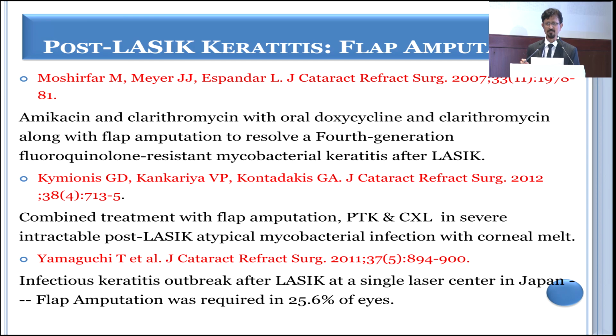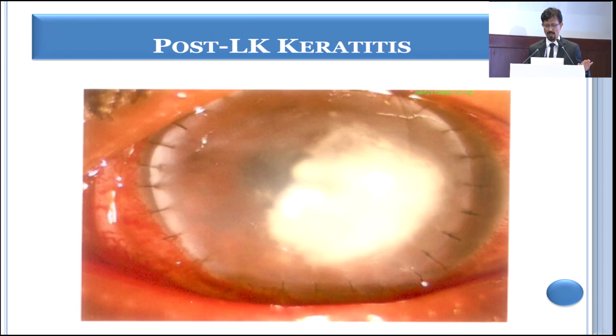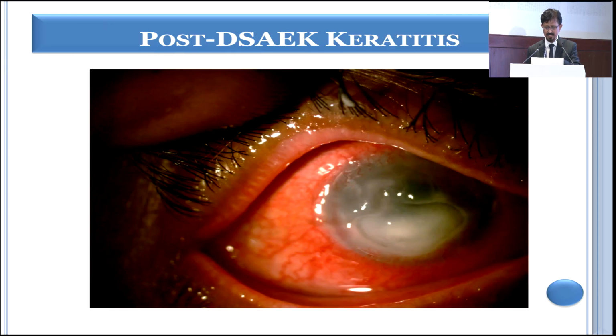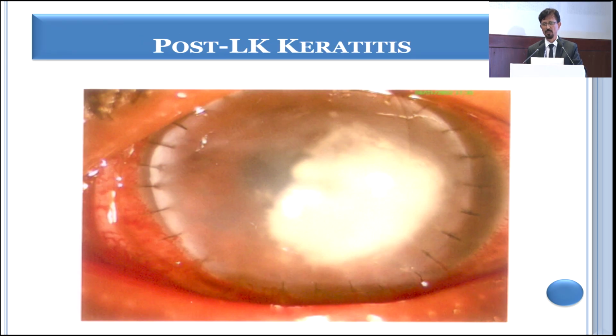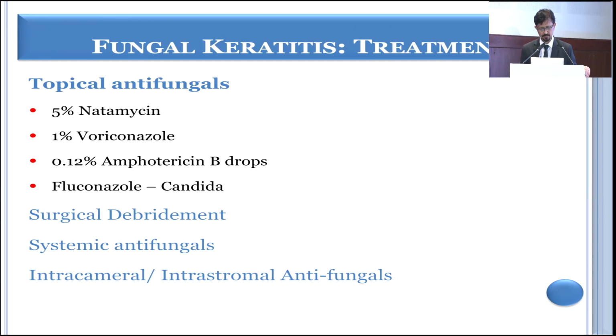One important point, if there is a post-LASIK keratitis, you should do the flap amputation. That is very, very important, because unless you do flap amputation, it is not going to help. The ulcer is not going to heal. And if you have a post-LK or post-DSEK keratitis, remove the lenticule. And then you will not only get the organism, you will also manage to control the infection.